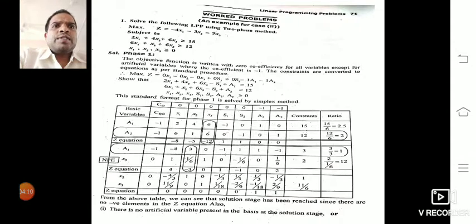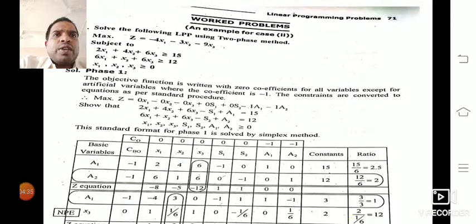The Z equation given here is a maximization: Z equals minus 4x1 minus 3x2 minus 9x3, subject to the two constraints 2x1 plus 4x2 plus 6x3 greater than or equal to 15, and 6x1 plus x2 plus 6x3 greater than or equal to 12, where x1, x2, x3 are greater than or equal to 0. In phase 1, we bring this into standard format.